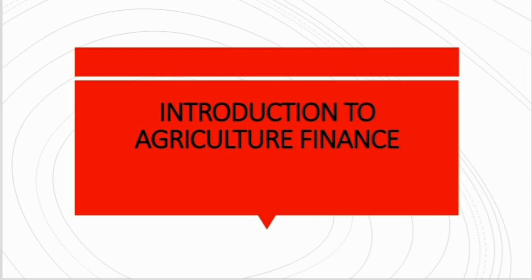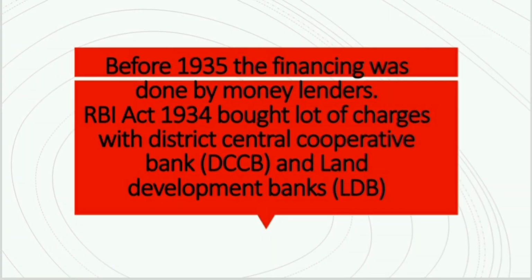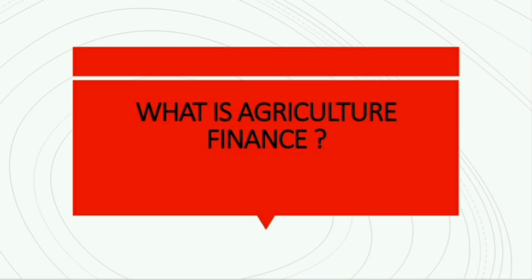Introduction to Agriculture Finance. Finance in agriculture is as important as development in technologies. Increase in technology equals increase in funds or credit requirement. Before 1935, the financing was done by moneylenders. The RBI Act 1934 brought a lot of changes with District Central Cooperative Bank (DCCB) and Land Development Banks (LDB).